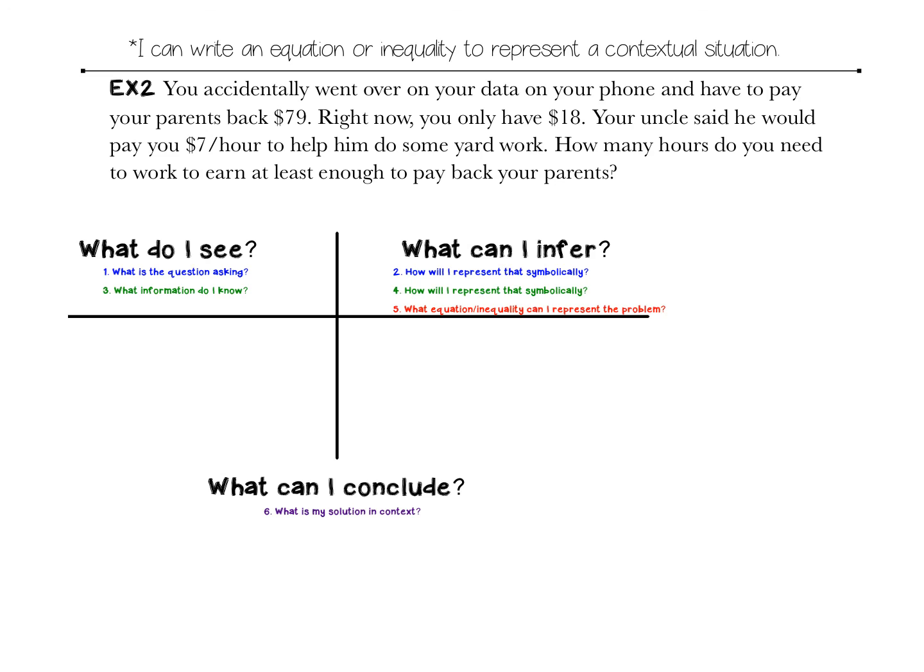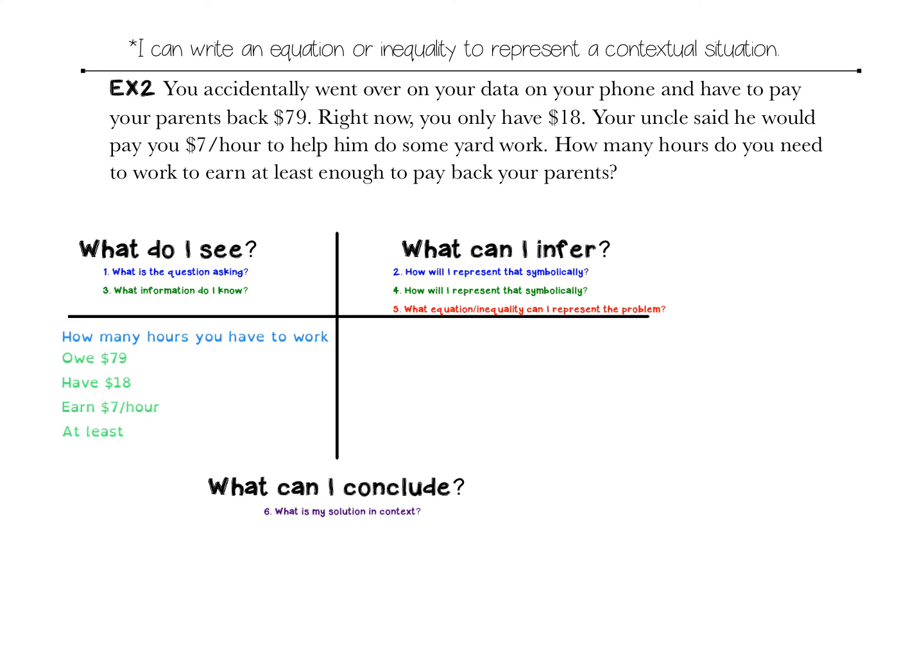So what I'd like you to do is pause the video, and I'd like you to answer these first two questions. What is the question asking, and what information do I know? So go ahead and identify what the question's asking and what you know. Alright, so hopefully you were able to pick out that the question is asking how many hours you have to work, and that you owe $79, you have 18, you earn $7 per hour, and there's one big word in there, at least. So we can earn more than enough to pay back our parents, but we need to earn at least.